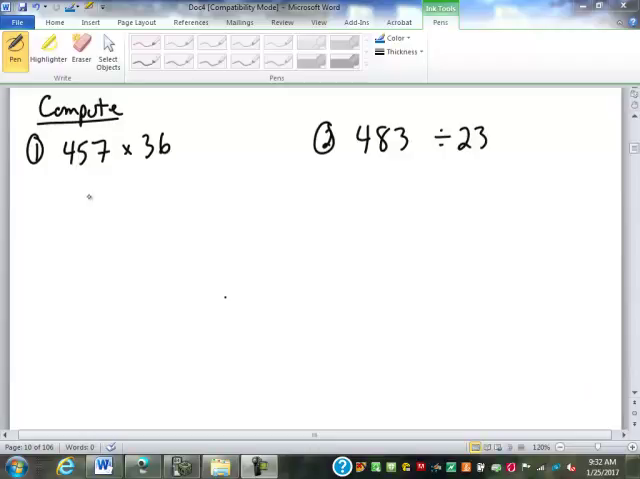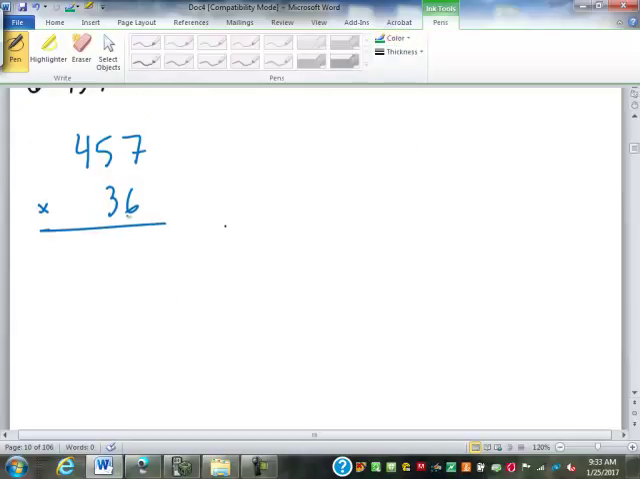Okay, so for our first one here, multiplying 457 times 36. Again, we start on the bottom number with the last digit. So we're going to start with the 6. 6 times 7 is 42. Now we can't squeeze two digits down here, so we're going to keep the 2 and carry the 4.